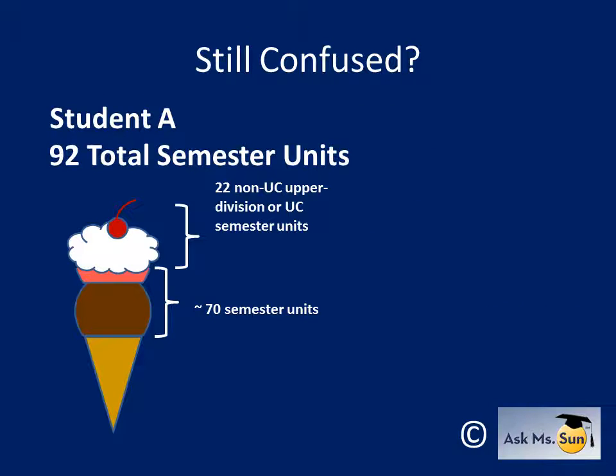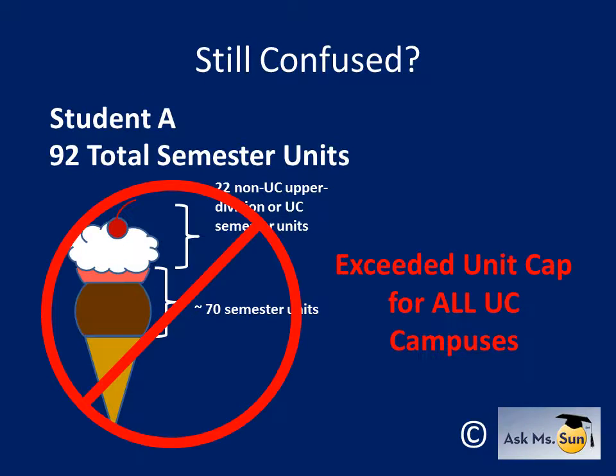For student A, the UCs are only counting 70 semester units toward the UC graduation unit requirement, but adding 22 UC extension and UC summer session units on top of the 70 semester units, the student reached a total of 92 semester units. And that is a bust for all UC campuses across the system. Student A is ineligible for transfer admission because of the exceeded unit cap.